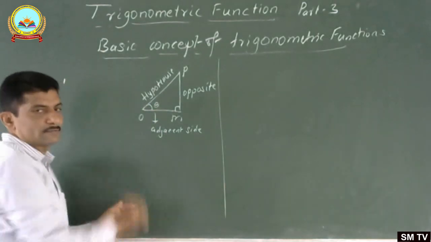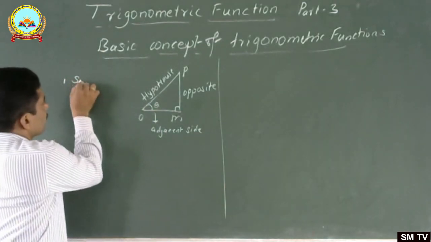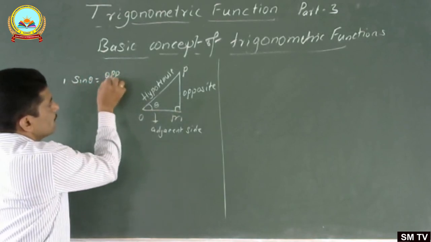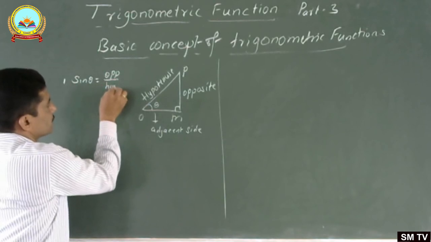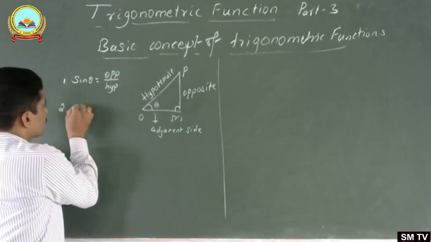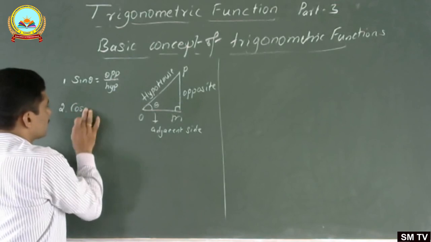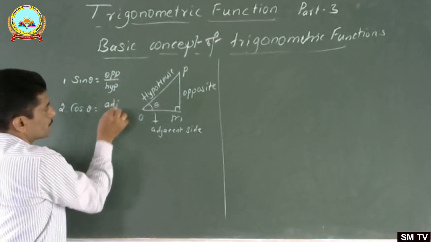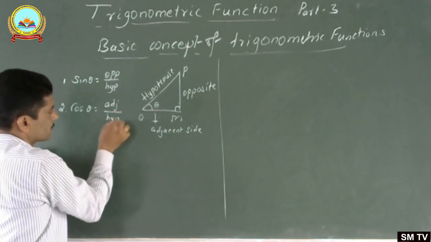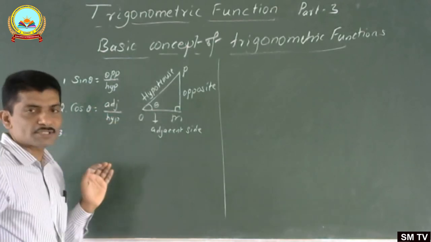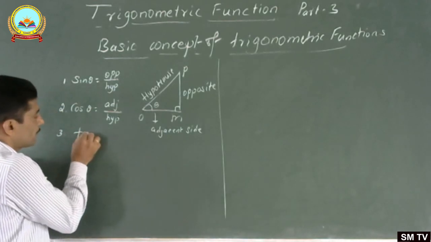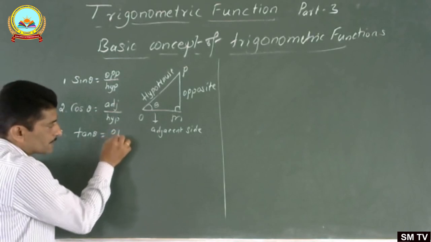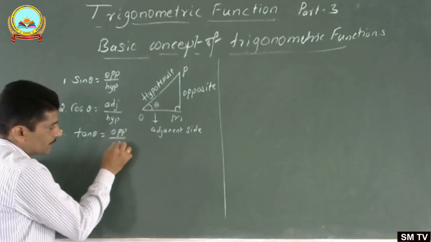The first one is, we know that the sine of an angle theta, sine theta, the definition is opposite side divided by hypotenuse side. Second trigonometric ratio, cosine of an angle theta is denoted by cos theta. The definition is adjacent side divided by hypotenuse side. The third trigonometric ratio is tangent of an angle theta, tan theta. The definition is opposite side divided by adjacent side.